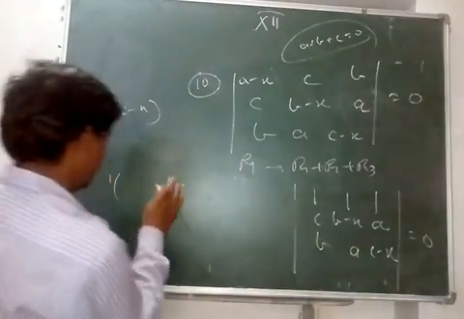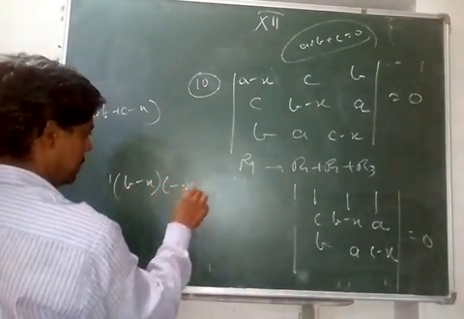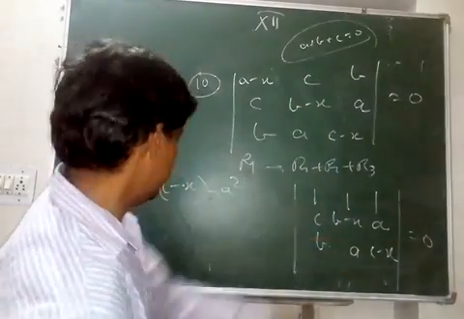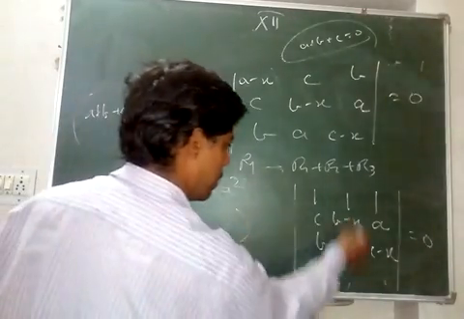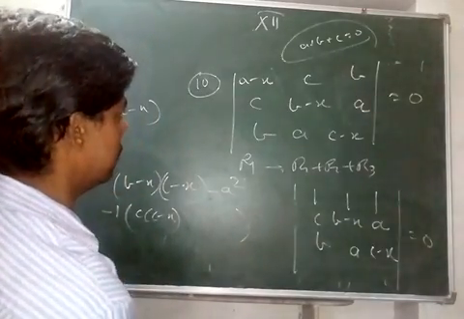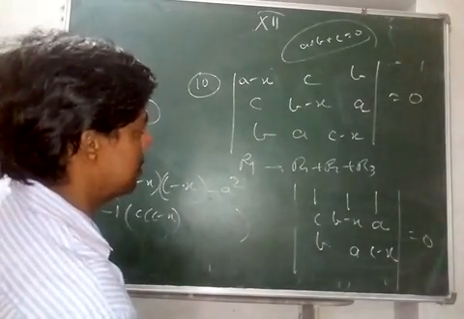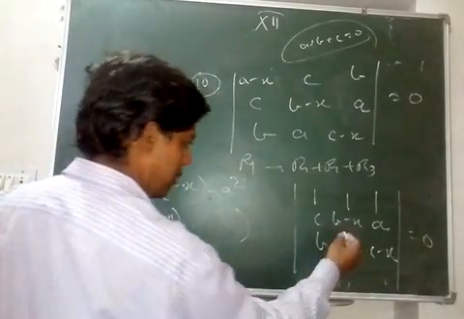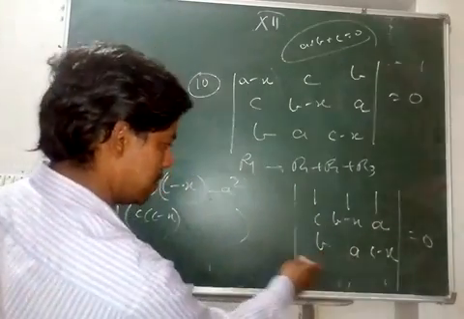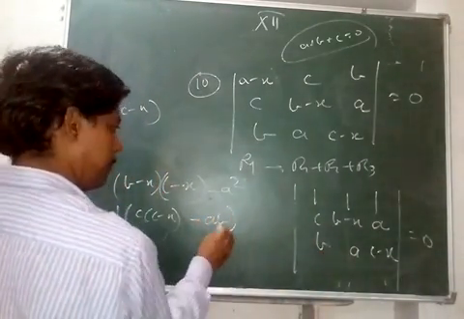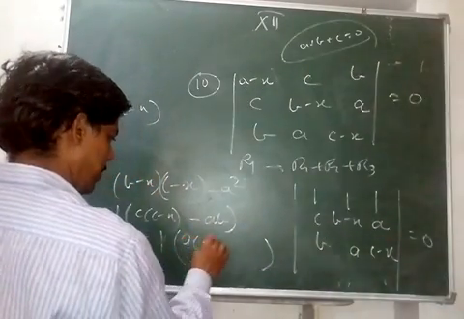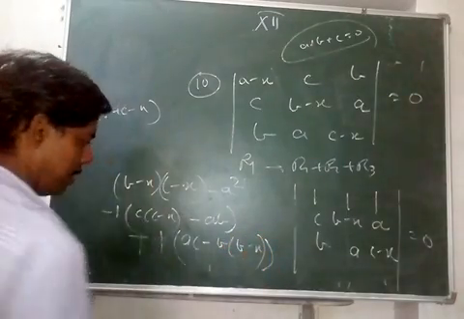1 into b minus x, c minus x, okay, minus a square. So 1 we can remove. Minus 1 multiplied by c into c minus x, and yes, just check is this c or not. So we consider this one, right? We are multiplying this, yes. C into c minus x minus ab, and plus 1 is this one. So a into c minus b minus x, okay?